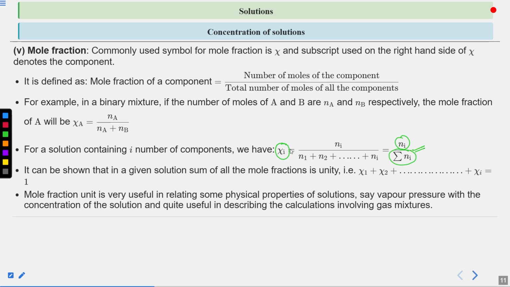Then similarly, you can do it for chi1, chi2, chi3, chi4. Okay, you will get the mole fraction of the first component, the second component, and suppose there are ith number of components, then you can get it for the ith component. Add all of these mole fractions, you will get your final value as 1. So mole fraction is related mainly to the vapor phase, as I have told you, and it is quite useful in describing the calculations which are involved with gaseous mixtures.